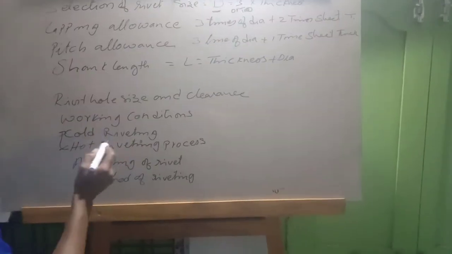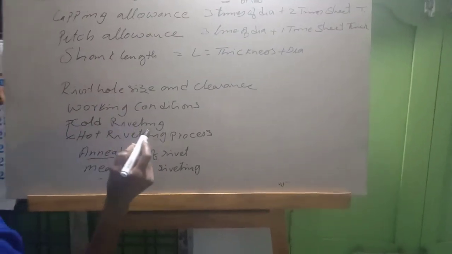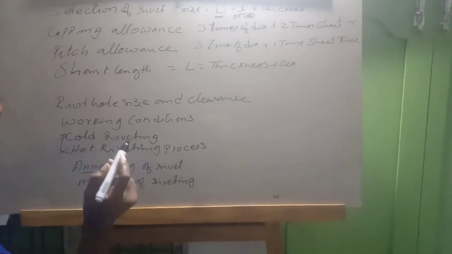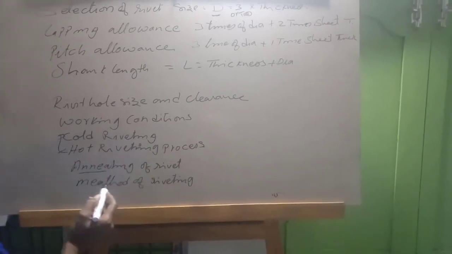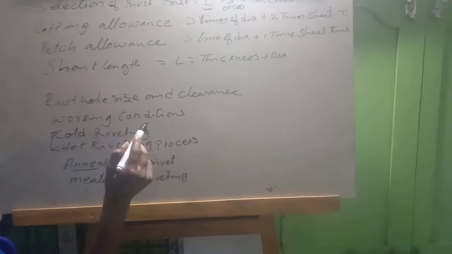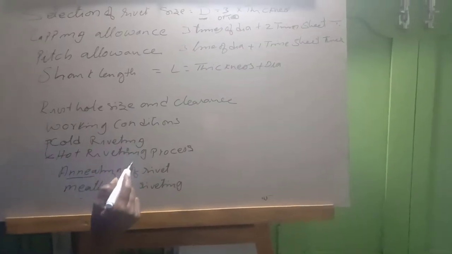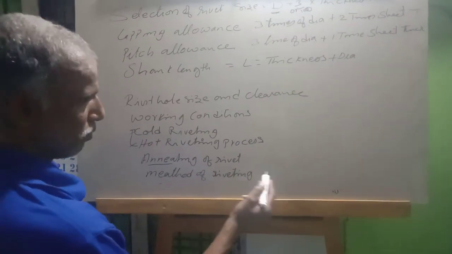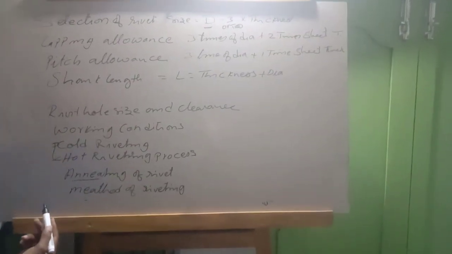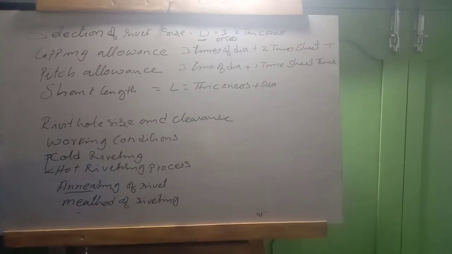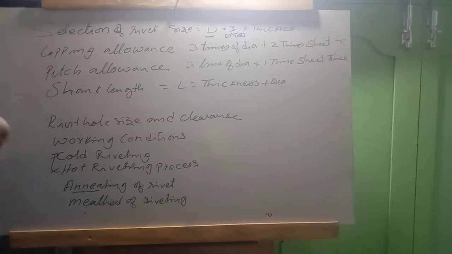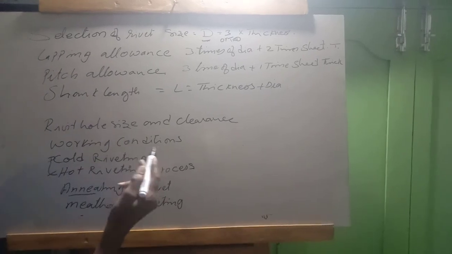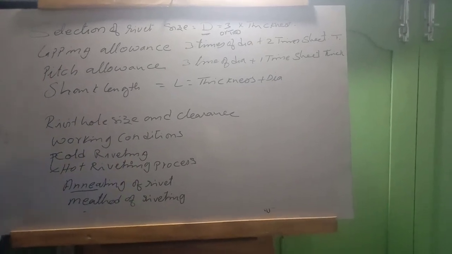Okay, now cold riveting and hot riveting. Hot riveting is used for ship and building works where bridges have to be made. Annealing has to be done for the rivet, because if the rivet metal is hard, it will not rivet properly, so we do annealing of it. Methods are the hand process and the machine process. This is the riveting lesson. Okay, in the next class we will see the different types of joints with rivets.